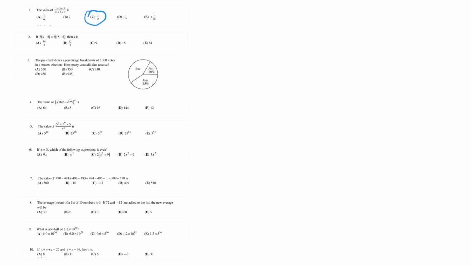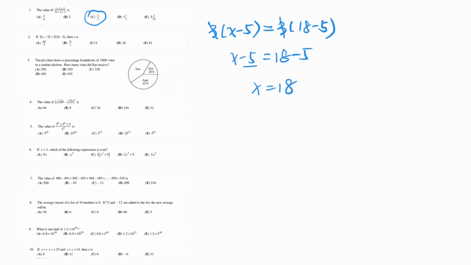Number 2, if 3 times (x minus 5) equals 3 times (18 minus 5), x is? Divide both sides of the equation by 3, cancel 3. X minus 5 equals 18 minus 5. So x equals, move the negative 5 to the other side of the equation, that will be plus 5. So 18 minus 5 plus 5 is 18. So the answer is D.